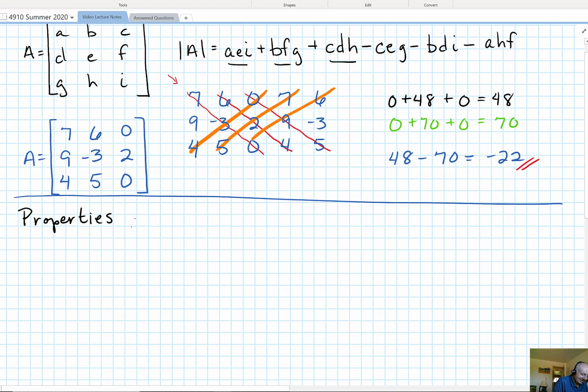Let's try that. Properties of determinants. Just a few things to keep in mind. Remember, determinants come from matrices.